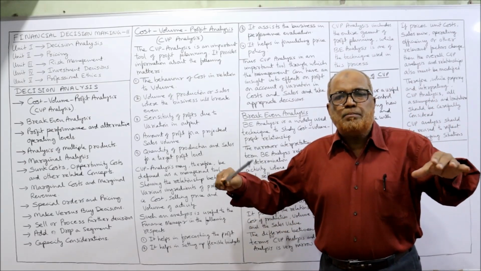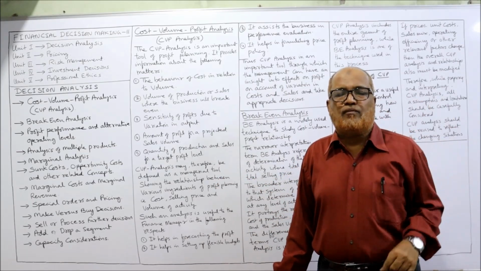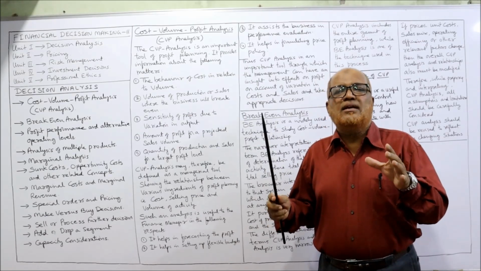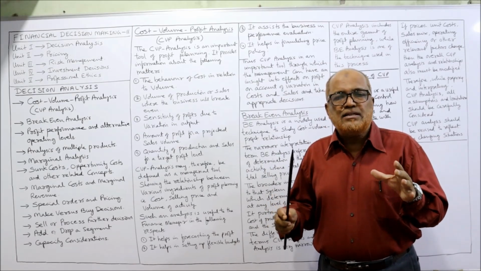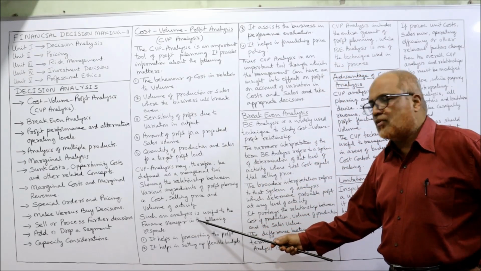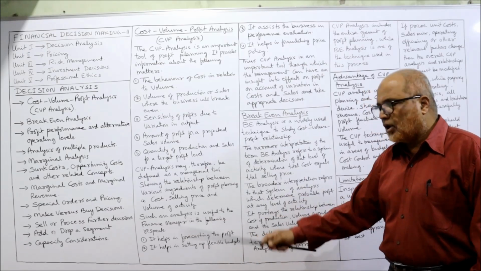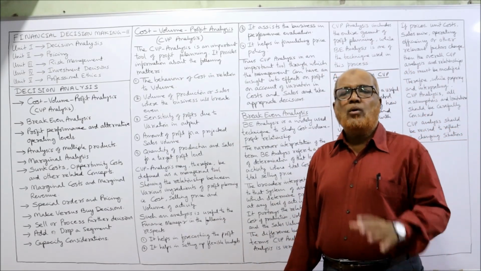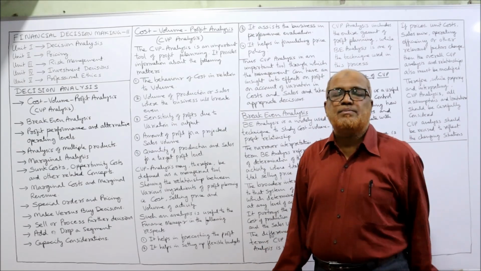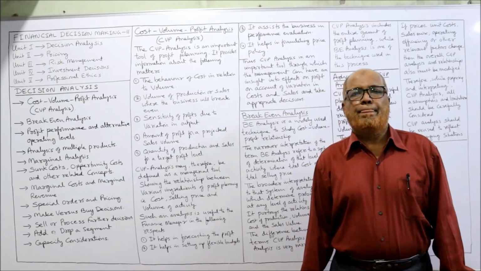There is a relationship between these three ingredients, that is cost, volume, and profit. So the CVP analysis is a profit planning technique which shows the relationship between the ingredients of cost, volume, and profit. Now, such an analysis is useful to the finance manager in the following matters. How will this CVP analysis be helpful to the finance manager?